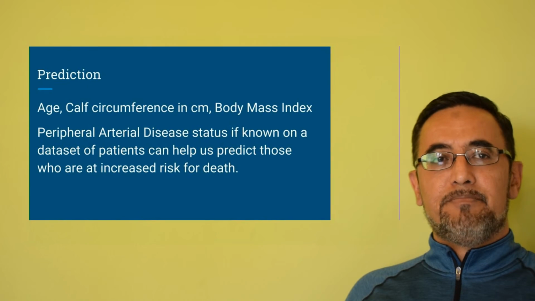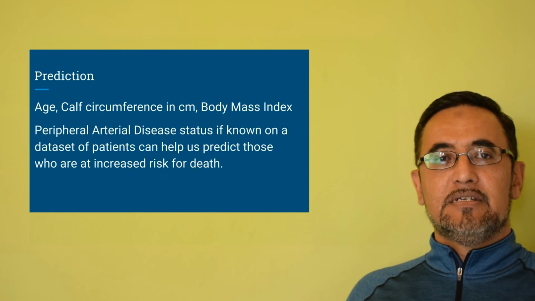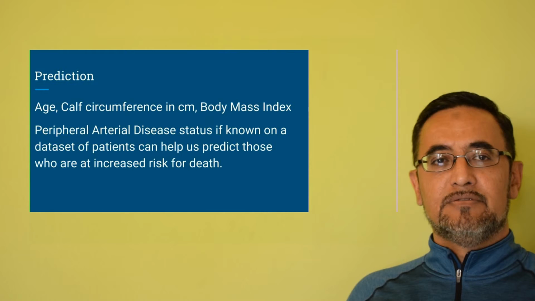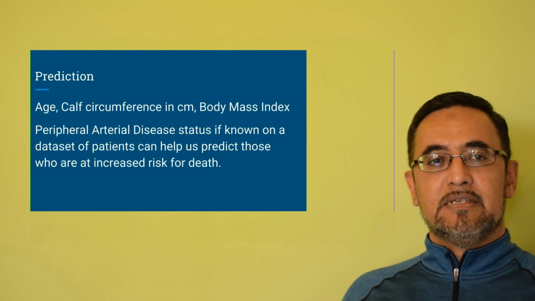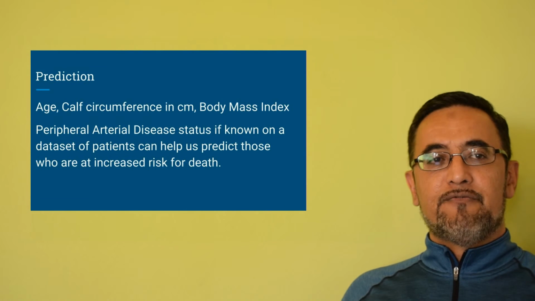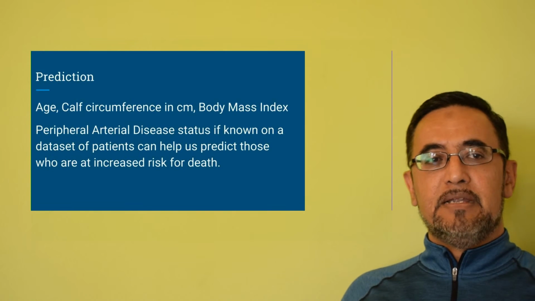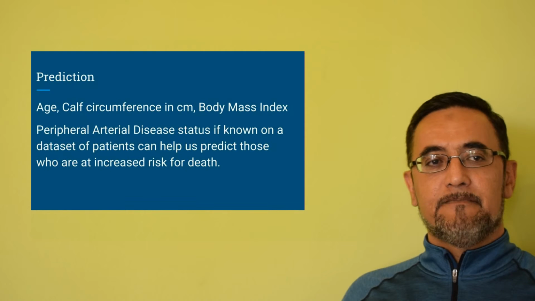Using the model, we could predict. Thus, age, calf circumference in centimeters, body mass index, and peripheral arterial disease status, if known on a data set of patients, if these four factors are known, we can predict those who are at an increased risk for death.